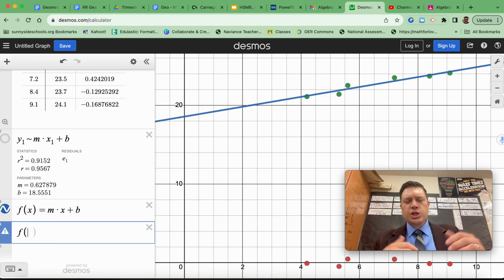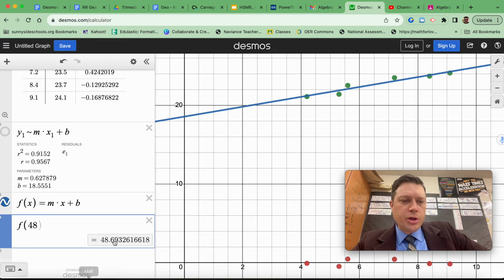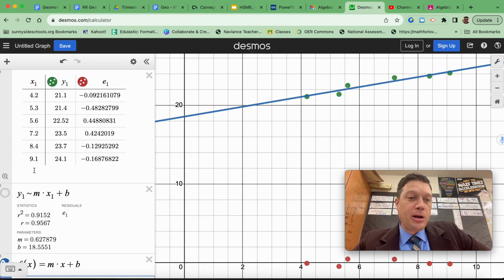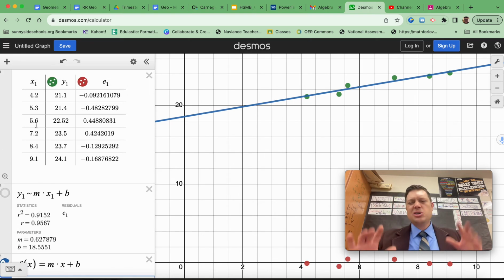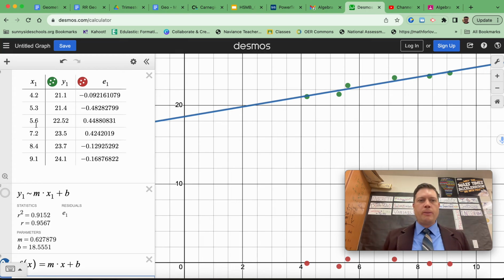Is it wise to think of what 48 time units is worth? 48.7? Who knows? That's so far away from the range of data up here. 48 isn't even close to any of these time units. So maybe the model breaks. And depending on your context, you'll have to remember that.